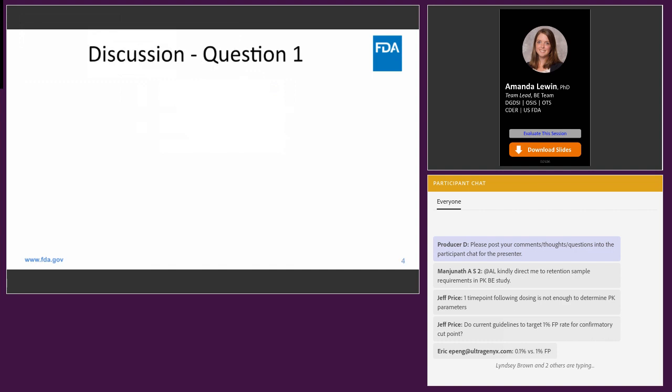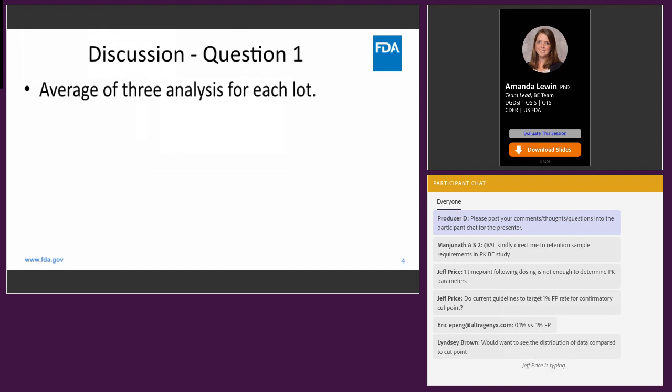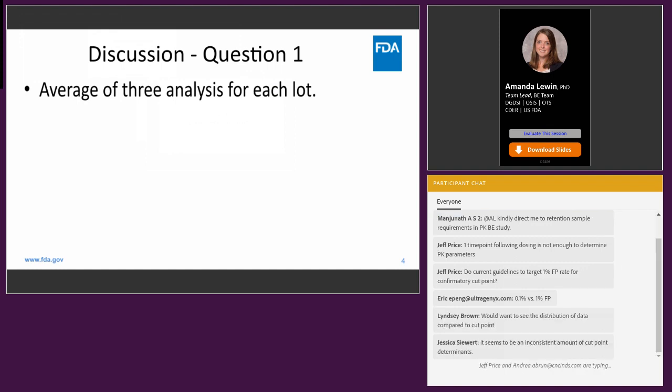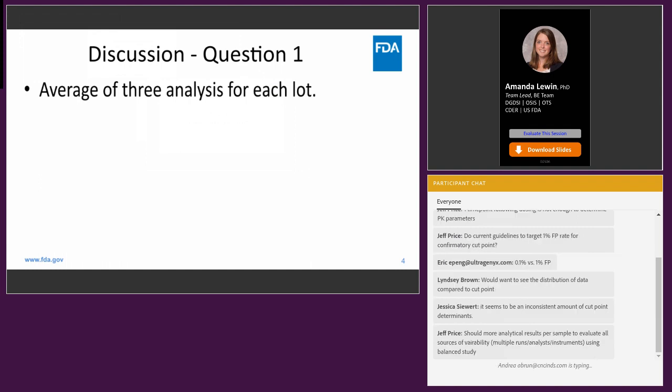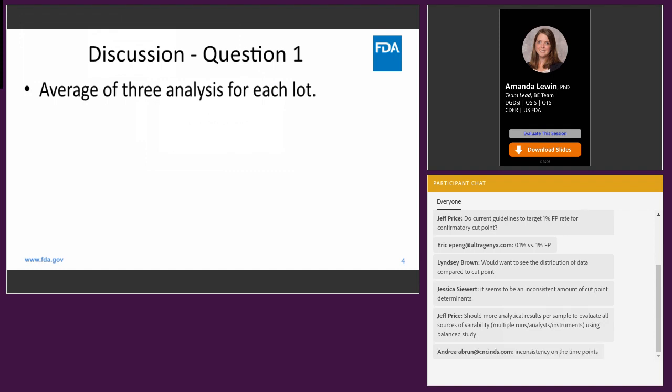All right, so in discussing this question, the first thing I would point out is that they used the average analysis of the 3 lots. So in their cut point determination, they actually used the 50 average values as opposed to the total 150 individual values. Another point on this, they only analyzed them on 3 occasions. Currently, the guidance does recommend analyzing those individual 50 lots over at least 6 occasions, so you have at least 2 analysts on at least 3 days. So you have those 300 values to be used in the cut point determination.